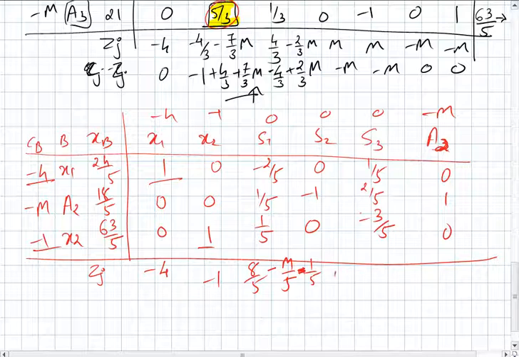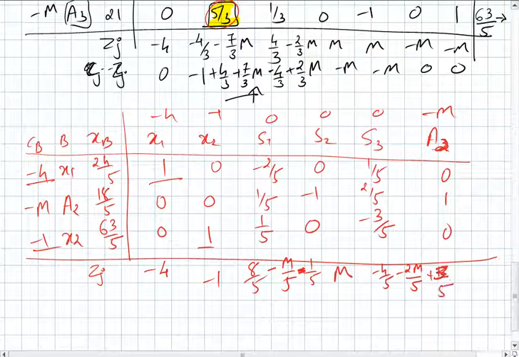Here it is m, here it is minus 4 times minus 4 by 5. Here it will be minus 2m by 5. Here it will be plus 12 by, plus 3 by 5. Here it is minus m.